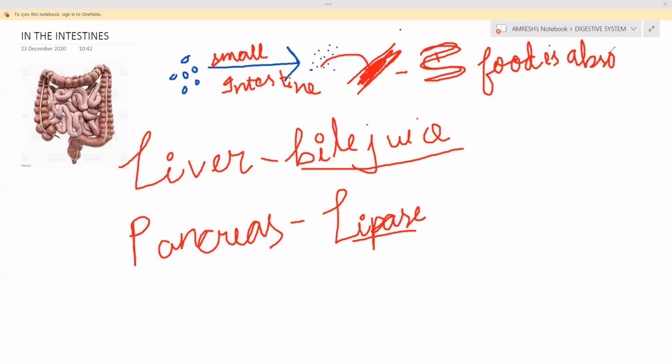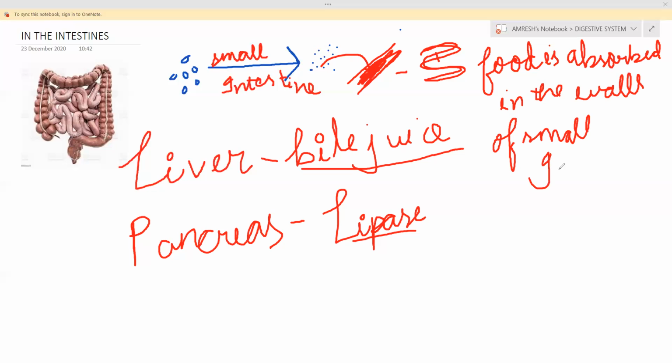Food is absorbed in the walls of small intestine. Okay, and which helps in transportation? The blood. The blood helps the food to transport.